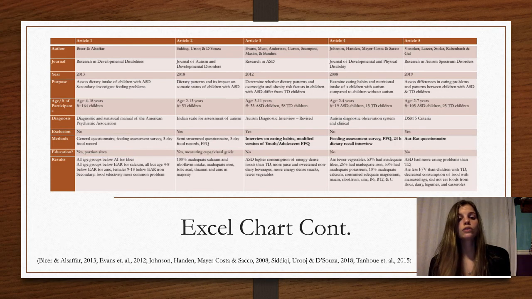The next 2 slides will show a breakdown of my 10 primary articles. These results made it easier to organize the data and to be able to easily compare each. From each article, I extracted the author, journal name, year it was published, the purpose of the article, the age and number of participants, how they were diagnosed, if there were exclusion criteria for participants, the methods the researchers took to find their data, if education was provided, and finally, the results of each article.